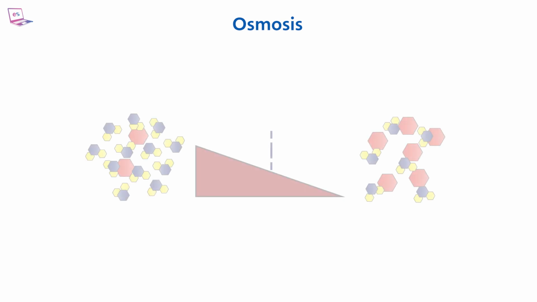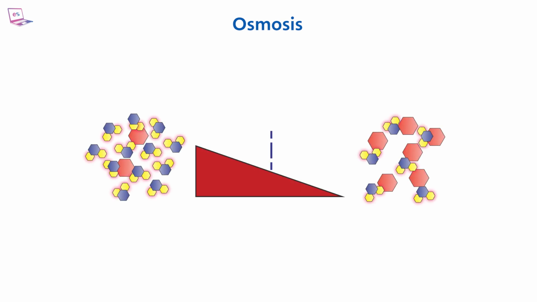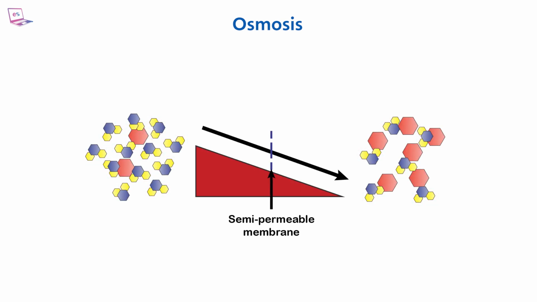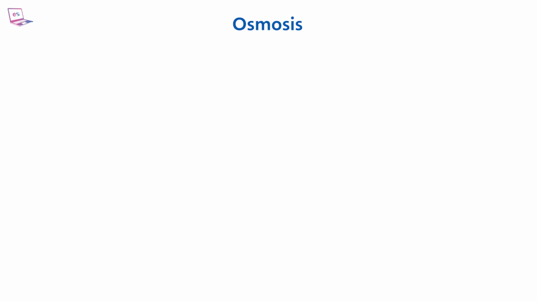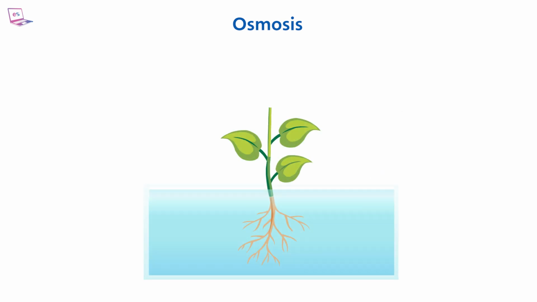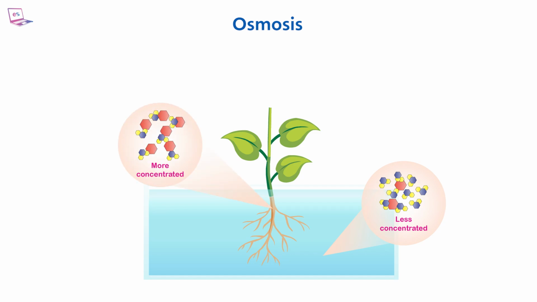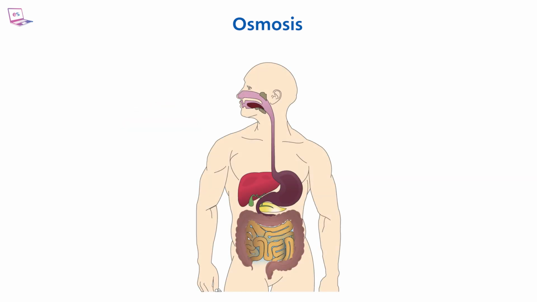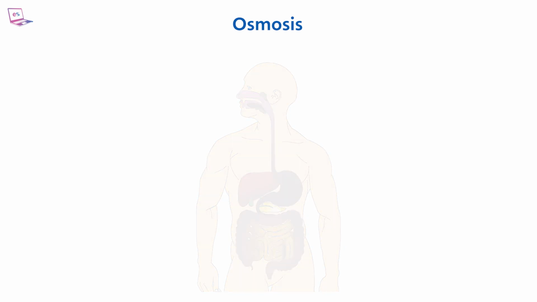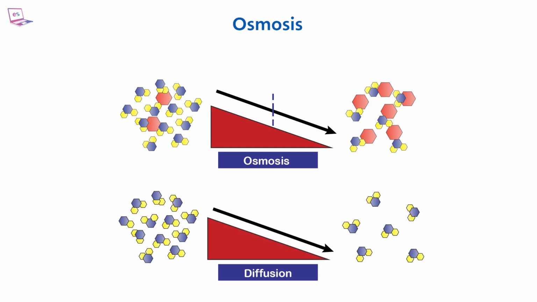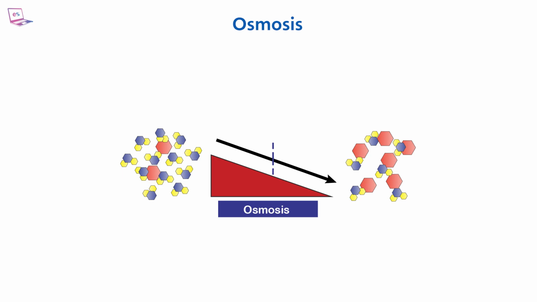Osmosis. Osmosis is the process by which water molecules move across a semi-permeable membrane from an area of lower solute concentration to an area of higher solute concentration. Examples: water is transported through osmosis from the less concentrated soil solution into more concentrated root hair cells in plants. Water absorption in the small and large intestines of the human body is an example of osmosis. Both osmosis and diffusion involve particles moving from high to low concentrations, but osmosis is a unique form of diffusion.